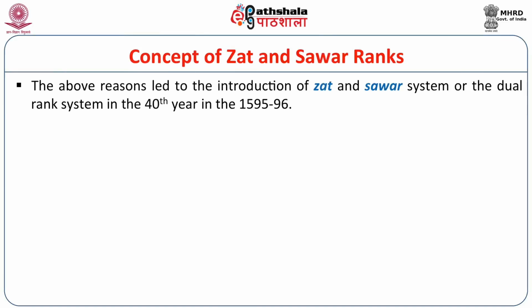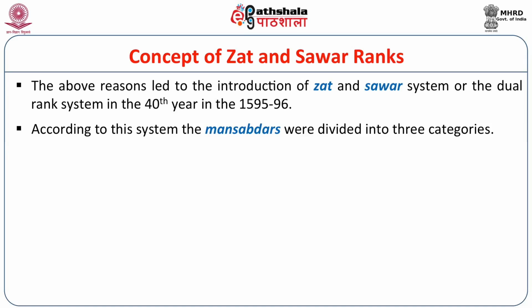Now, let's move on to terms like Zat and Sawar. It is very important to understand these two terms if we have to understand the whole Mansabdari system. This whole concept of Mansabdari depended on the Zat and Sawar system, a dual rank system, in the 40th year, in 1595-96. According to this system, the Mansabdars were divided into three categories.